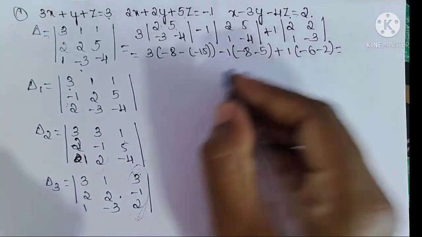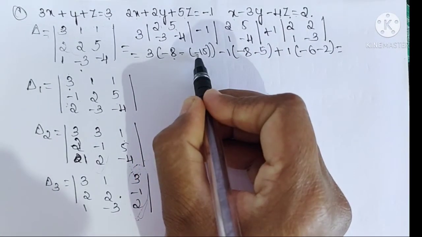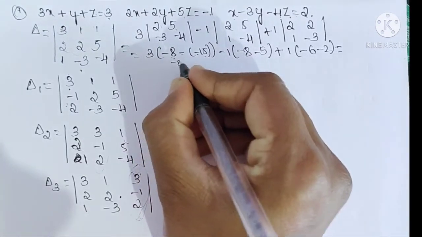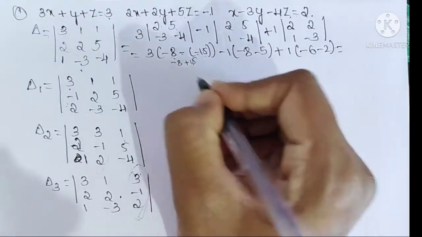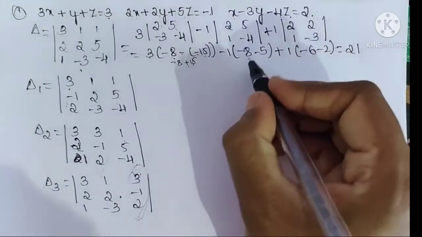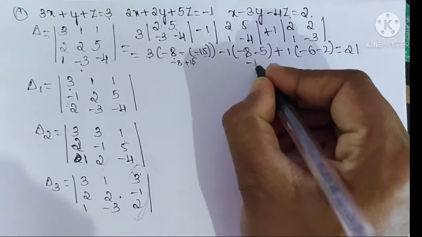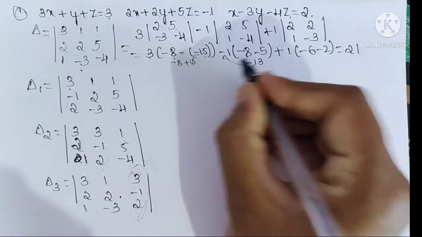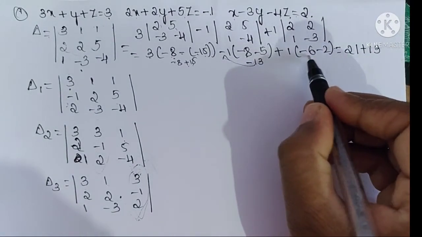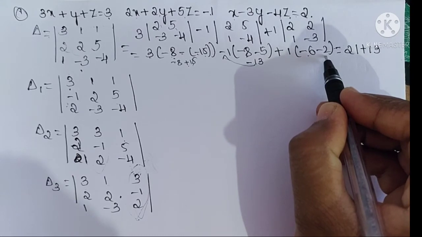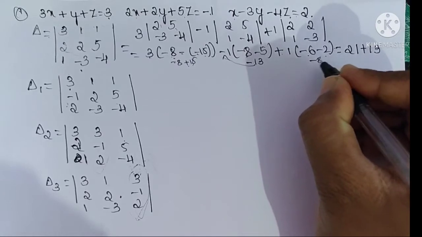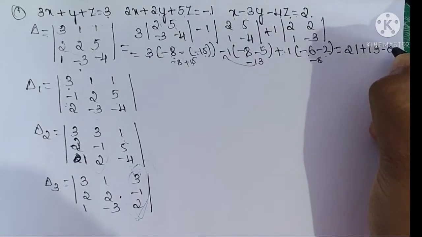Minus into minus is plus 15. Plus 15 minus 8 is 7. 7 threes are 21. Minus 8 minus 5 is minus 13. Minus 13 into minus 1 is plus 13. Minus 2 minus 6 is minus 8. Minus 8 into plus 1 is minus 8.